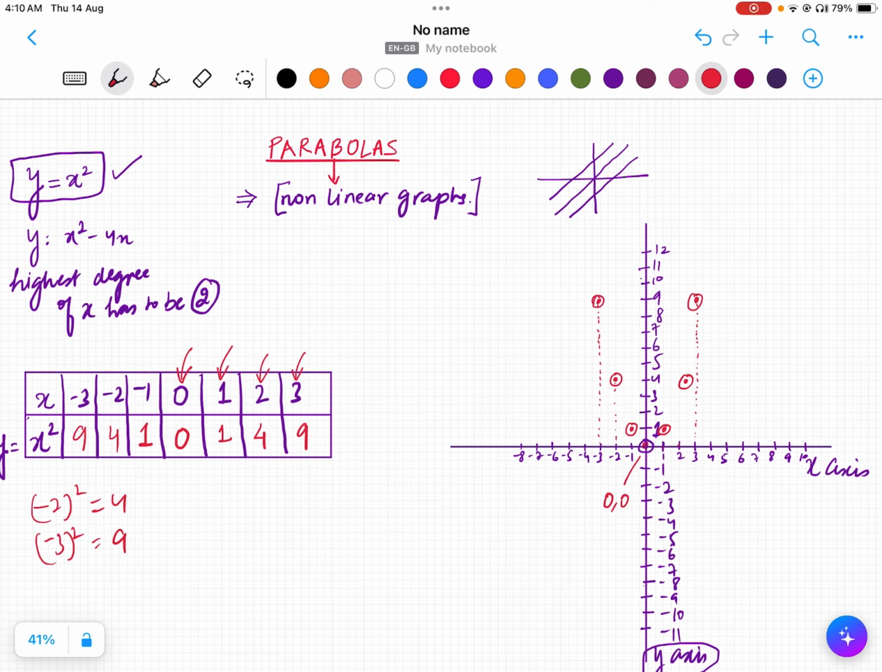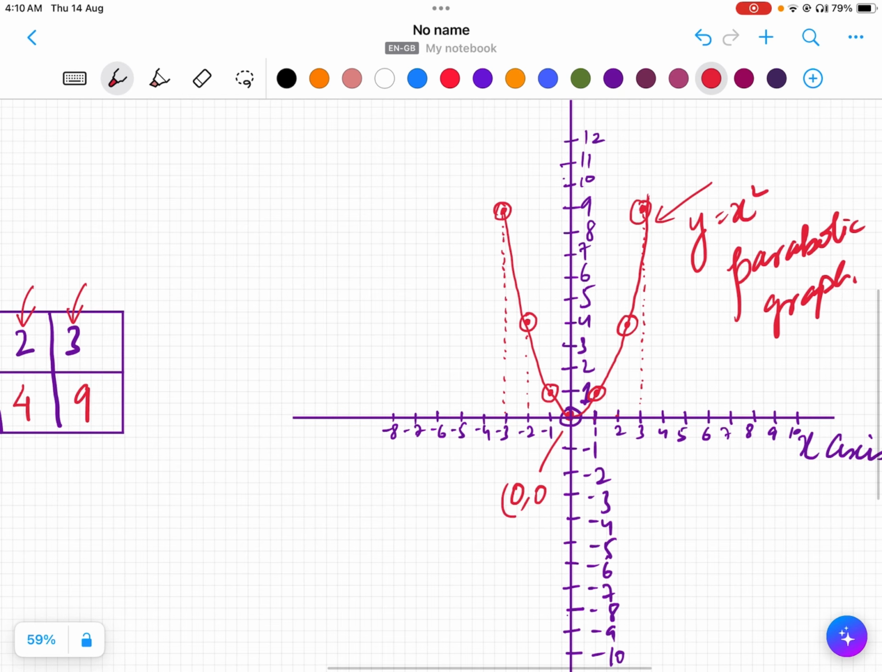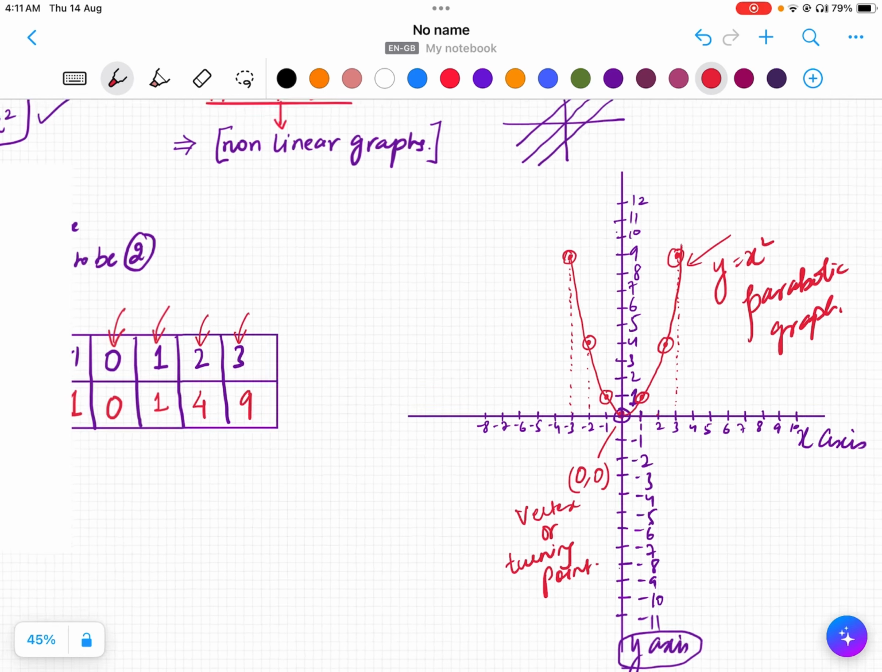And now if you are going to connect these points, you will get a graph which is called parabolic in nature. This is the parabola, guys. For y is equal to x squared, this is the parabolic graph. Now we are going to point out: 0, comma 0 is the vertex. Vertex is also the turning point. Right? And what else is there?